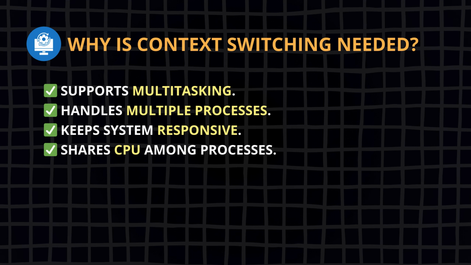But why do we need the context switching? Well, context switching is the backbone of multitasking. It allows multiple applications or processes to share the CPU, so you can listen to music while browsing the internet and the system remains responsive.